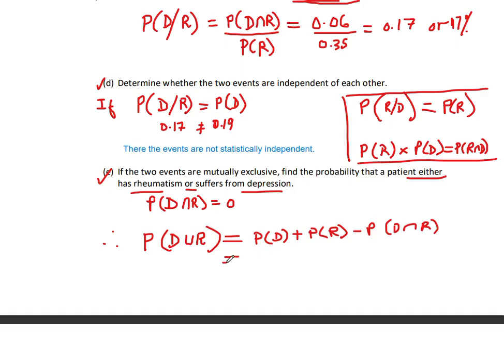But since the two events are independent, we know that D intersect R here is going to be 0. So we really didn't need to include it in the formula. We could have just said the probability of D plus the probability of R, because we're asked to assume that the two events are mutually exclusive.